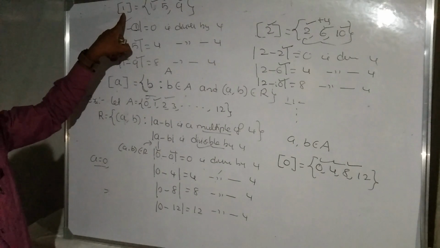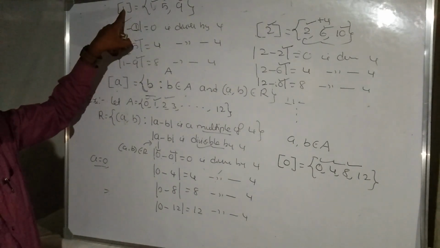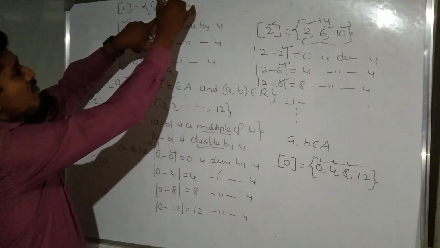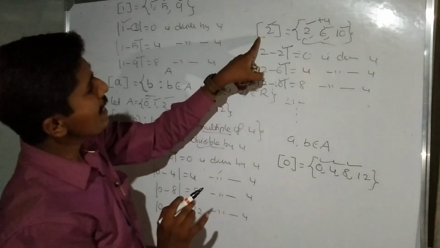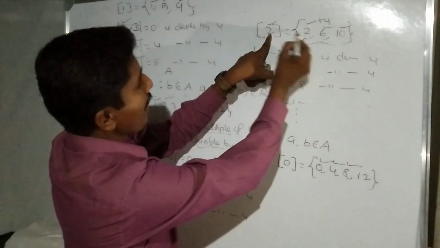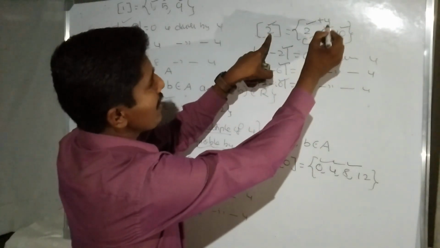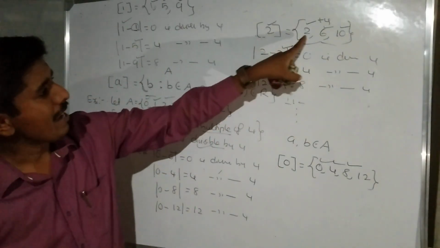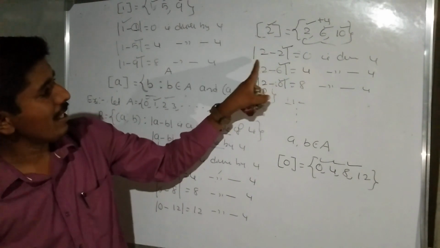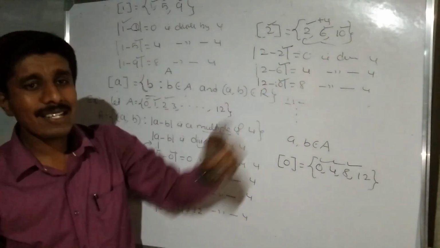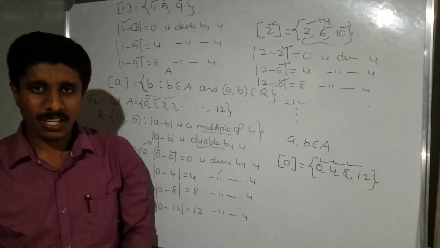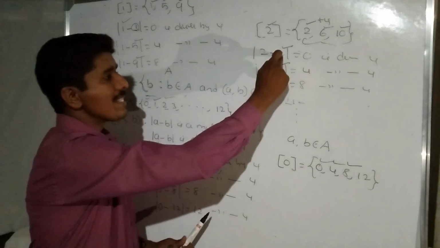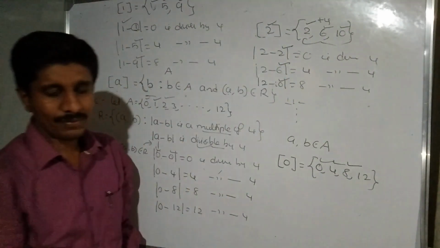Similarly, equivalence class of 1 equal to this 1 as it is. Simple, 1 plus 4, 5, 5 plus 4, 9. Similarly, equivalence class of 2, 2 taken as it is. Next, 2 plus 4, 6, 6 plus 4, 10, like this. Take any element of the set with this 2, and clearly the modulus value is divisible by 4. Therefore, here equivalence class of 2 equal to the set 2, 6, 10.